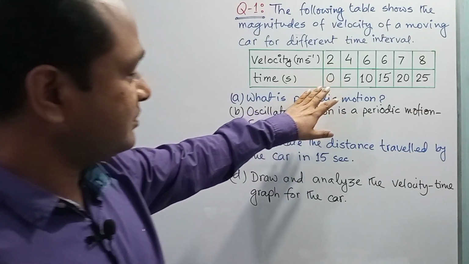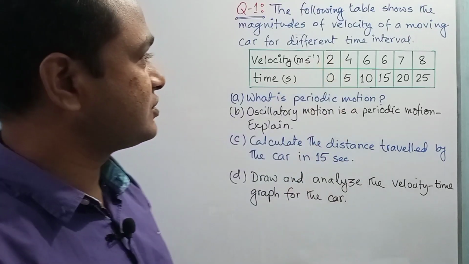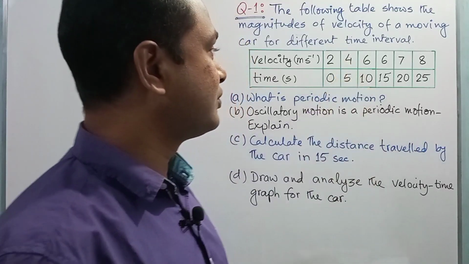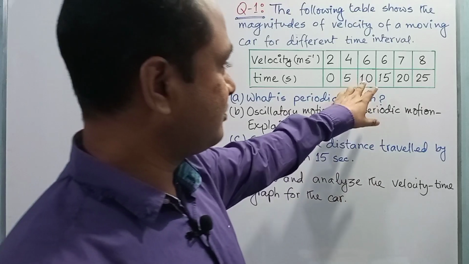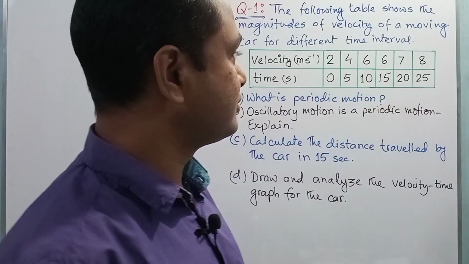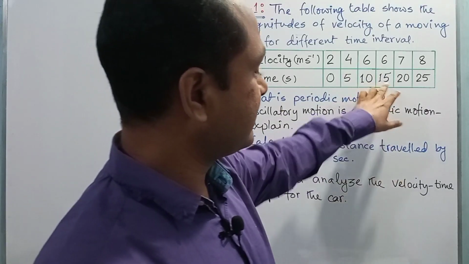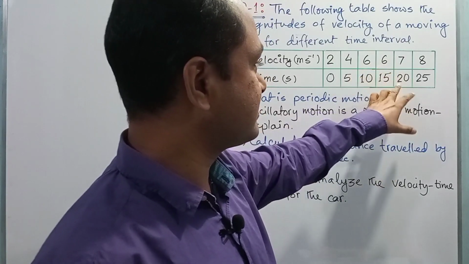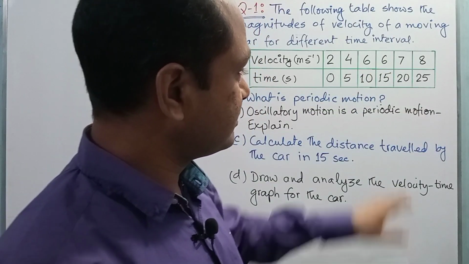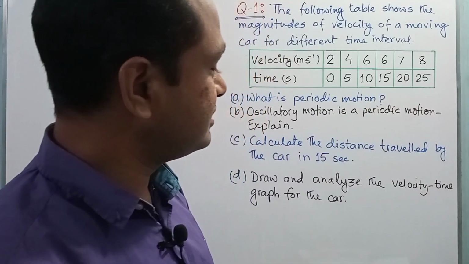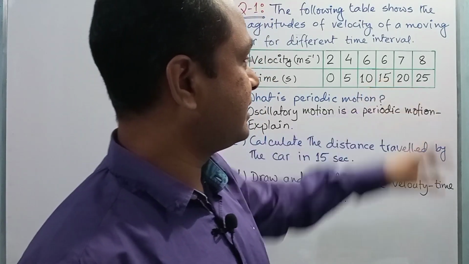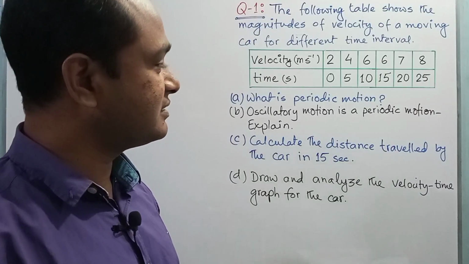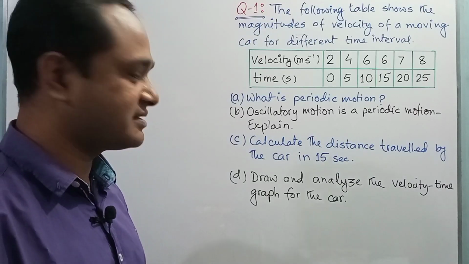At the starting time, that is when the time was 0, the velocity was 2 meter per second. When the time was 5 seconds, it was 4 meter per second. When the time was 10 seconds, the velocity was 6 meter per second. Again at 15 seconds, the velocity was 6 meter per second. But when the time was 20 seconds, the velocity was 7, and finally when the time was 25 seconds, the velocity was 8 meter per second.